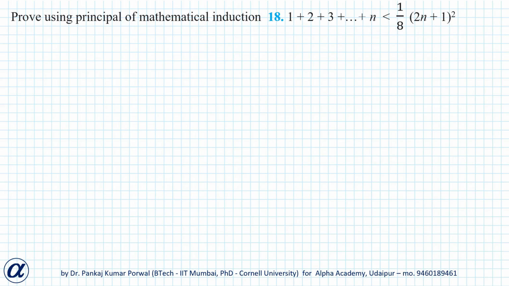In this question, we need to prove using the principle of mathematical induction that 1 + 2 + 3 + ... + n is less than (1/8)(2n + 1)². To do that, we need to check P(1) first. The statement for P(1) can be obtained by substituting n = 1 in the given inequality.